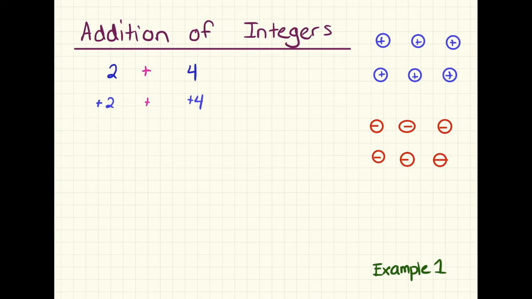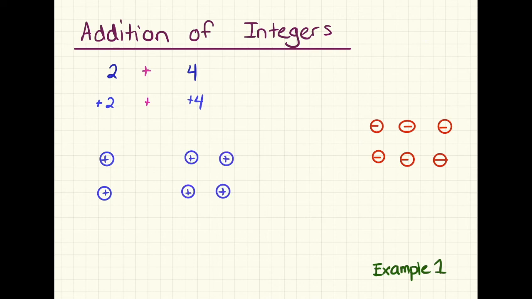My tokens are here, so I'm just going to grab them and bring them over. So I have 2 tokens of positives and 4 tokens of positives. Of course you can count them: 1, 2, 3, 4, 5, 6 total positive tokens. Very important that you know that it's positive tokens. So our final answer of positive 2 plus a positive 4 is positive 6 or just 6, because when there's nothing in front of a number, it just means that it's positive. Sometimes we put the sign, sometimes we don't.